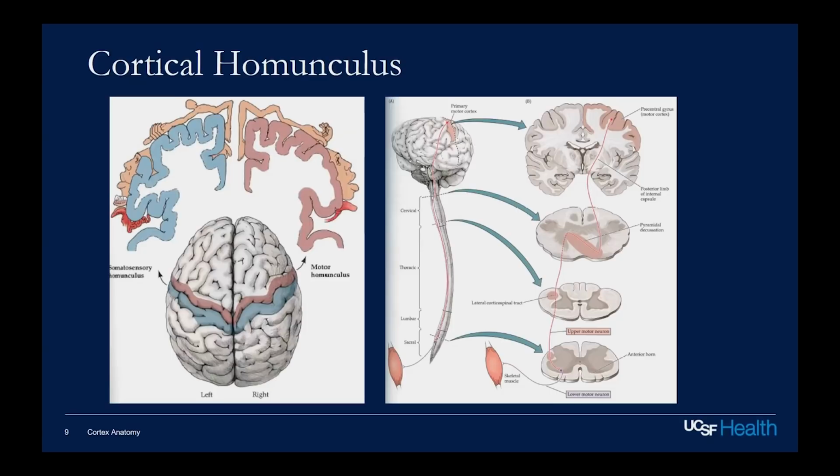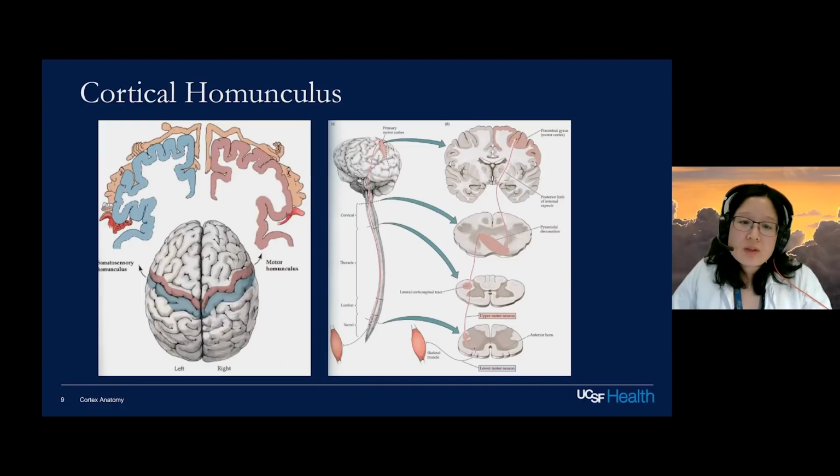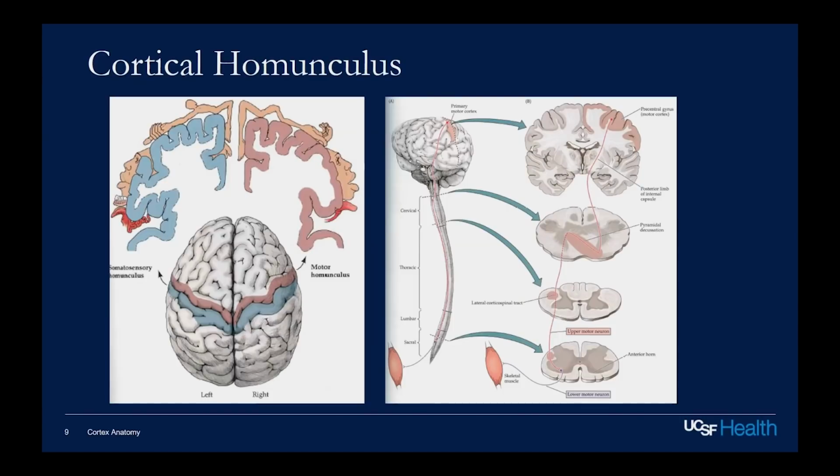Again, the left side of the brain controls the right side of the body. Then it goes through the lateral corticospinal tract in the spinal cord, and then synapses with a secondary or lower motor neuron in the spinal cord that then exits the spinal cord and goes to the muscle to cause it to contract.